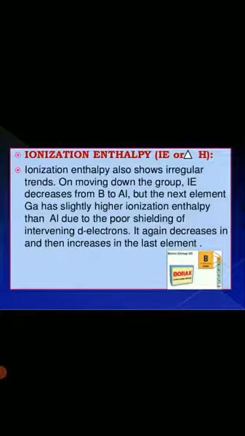Now coming to ionization enthalpy, students. Ionization enthalpy shows an irregular trend on moving down the group. Ionization enthalpy first decreases from boron to aluminium, but the next element gallium has slightly higher ionization enthalpy than aluminium due to poor shielding effect of d electrons, and then it again decreases and then increases in the last element, that is thallium.